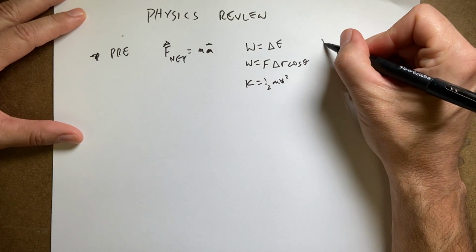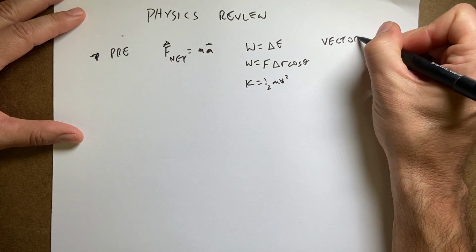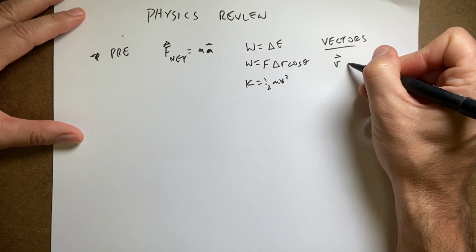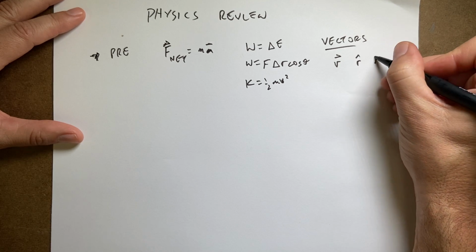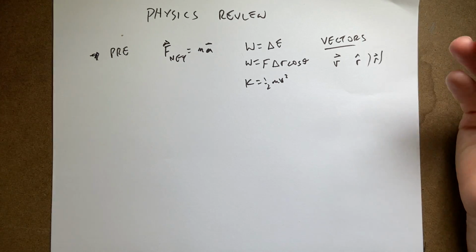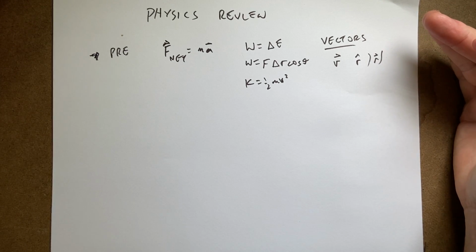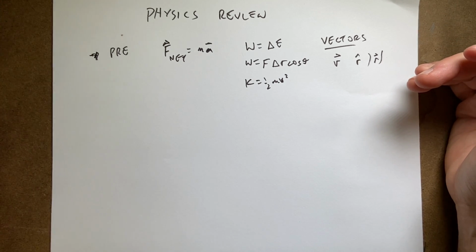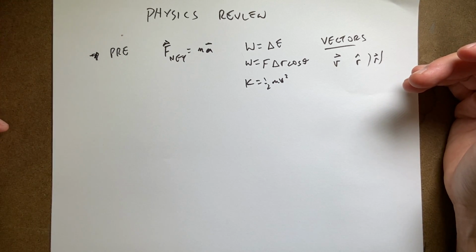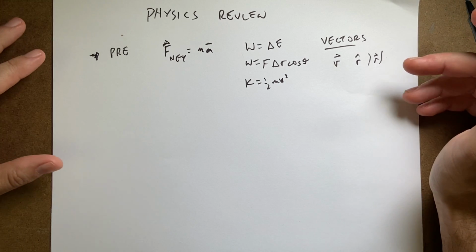Vectors. I'm not going to put a whole vector review here, but you need to know vectors. So r hat, r magnitude, all those things, because you need to use those to find electric fields. Add vectors, subtract vectors, multiply by a scalar, find the magnitude, find the unit vector. You need to know that stuff.